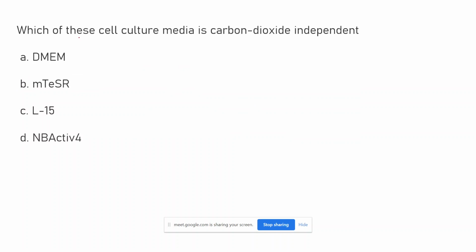Next question: which of these cell culture media is carbon dioxide independent? So here DMEM is a CO2 dependent medium.